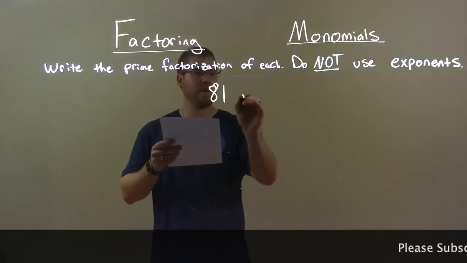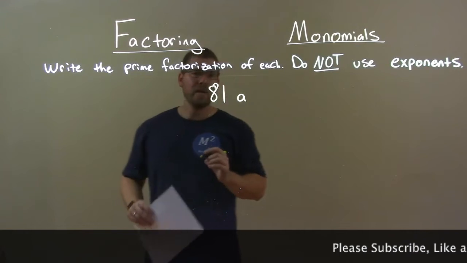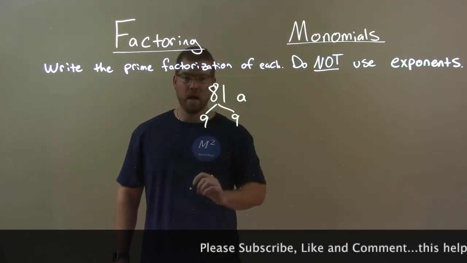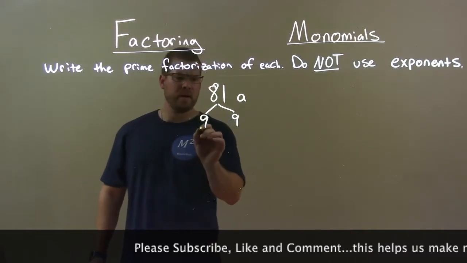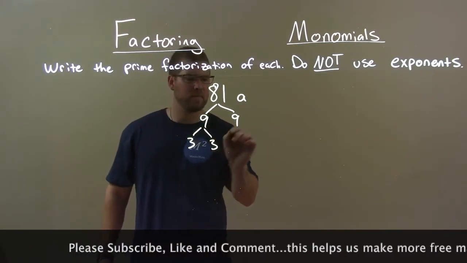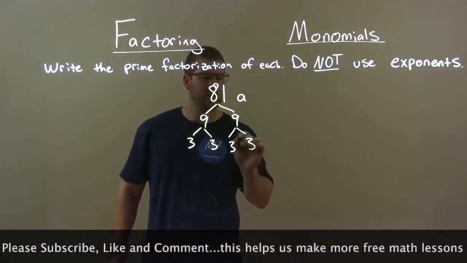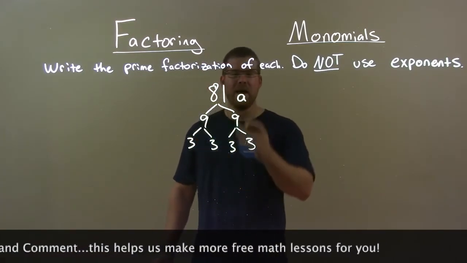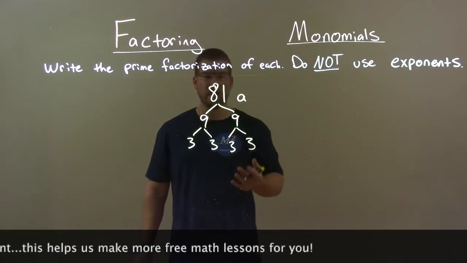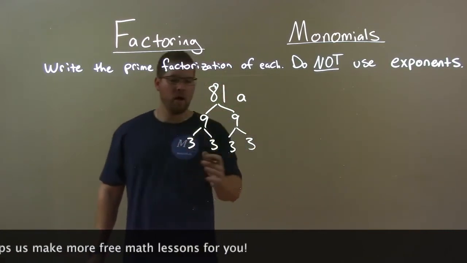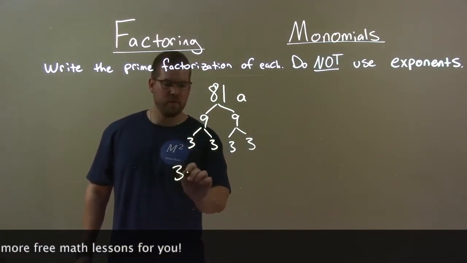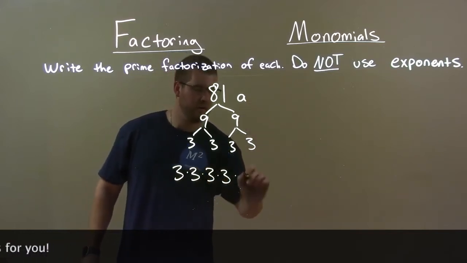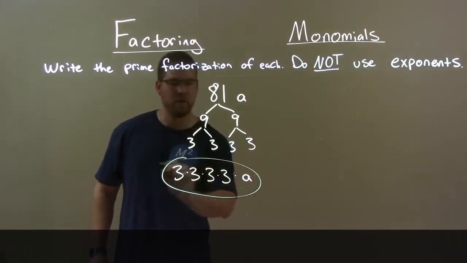81a. Okay? 81 can break down to be 9 times 9, right? And 9 can break down to be each 3 times 3. So we have a prime factorization of 81 to be 3 times 3 times 3 times 3. A is just a. It doesn't break down anymore. So we can combine all this for a final answer. 3 times 3 times 3 times 3 times the letter a. And there we have it.